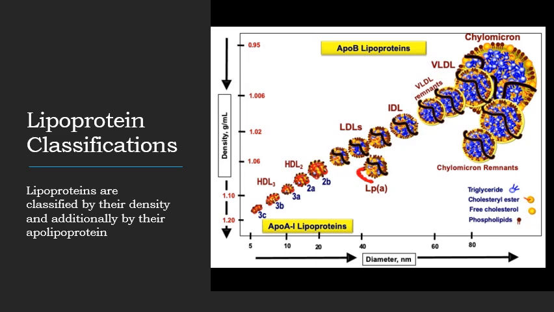This density difference due to the cargo differences is one way these lipoproteins are classified into groups. Additionally, the apolipoprotein on the particle's surface varies between the particle classifications. This is another way lipoproteins are distinguished from each other.